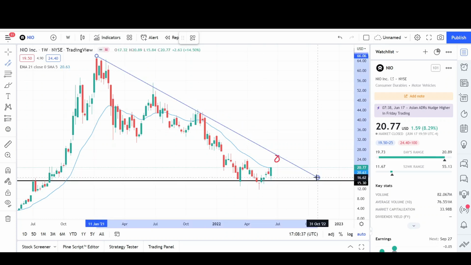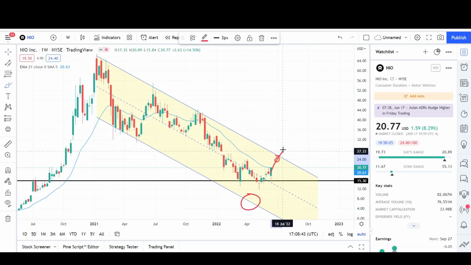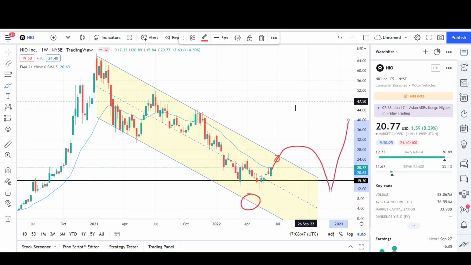I think we could get rejected from this channel right here. We did come up short on this side of the channel, which is leading to a breakout on this side. So this is the pattern I can see play out before some type of reversal in the future. So I'm looking for this bounce back up to that $27, $28 level, and then another push down to complete the pattern lower.